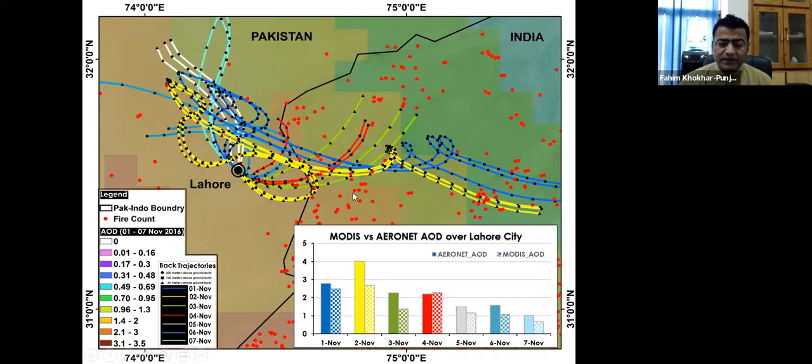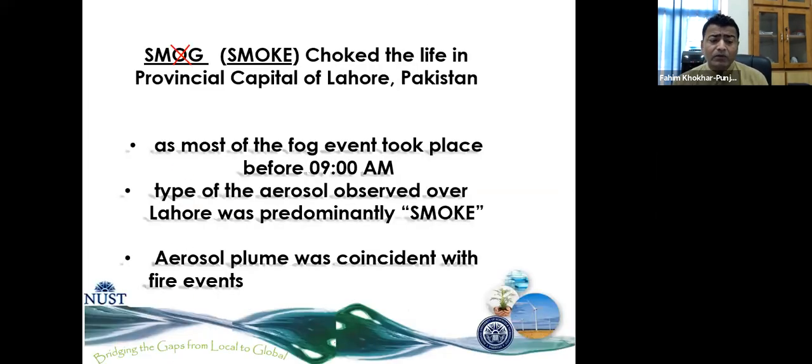So that gave us confidence in the scientific evidence that whatever we experienced during these 7 days of November was predominantly contributed by the across-the-border fires taking place when Indian farmers lit their rice paddy fires to avoid. So now I was able to resolve my confusion: smoke has actually choked the life in the provincial capital of Lahore, and even on the Indian side, up to New Delhi as well.